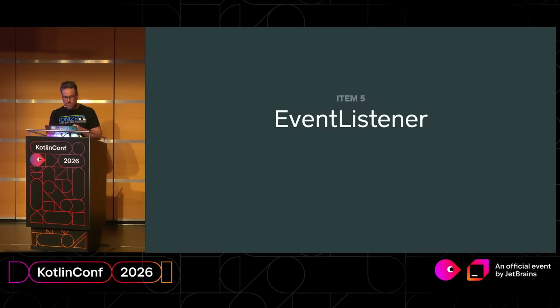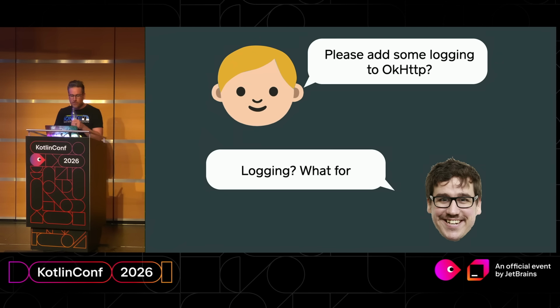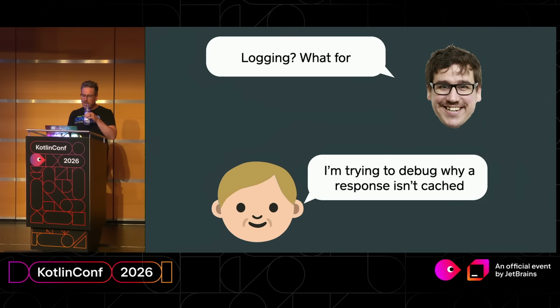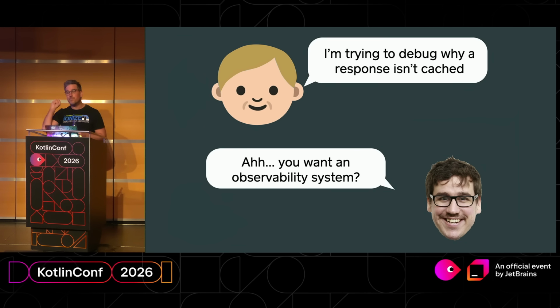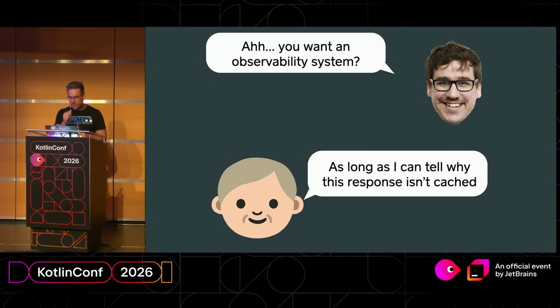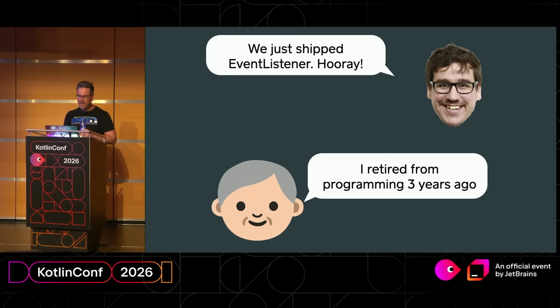All right. Event listener is another extension mechanism. And so in 2015, somebody came in and said, hey, could you add some logging? And Jesse says, logging? What for? And they say, I'm trying to debug why your response isn't cached. And I say, you want an observability system. And they said, as long as I can tell why this response isn't cached. And I say, we just shipped event listener. Hooray. Oh, by the way, this conversation has taken 5 years. And the person I'm talking with says, I retired from programming 3 years ago.